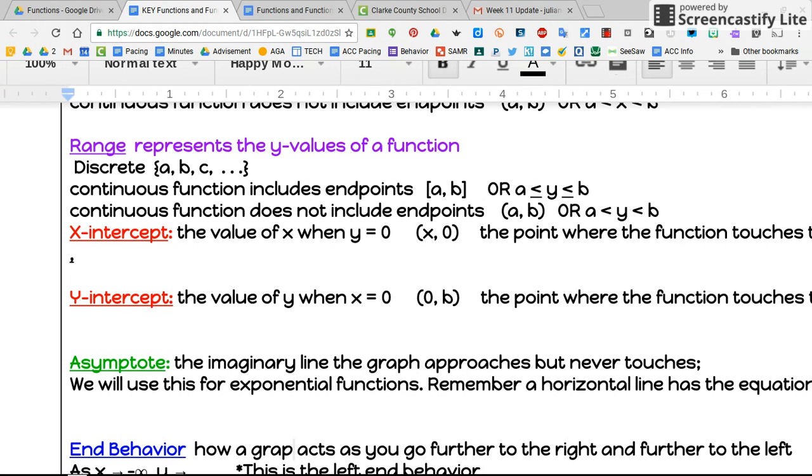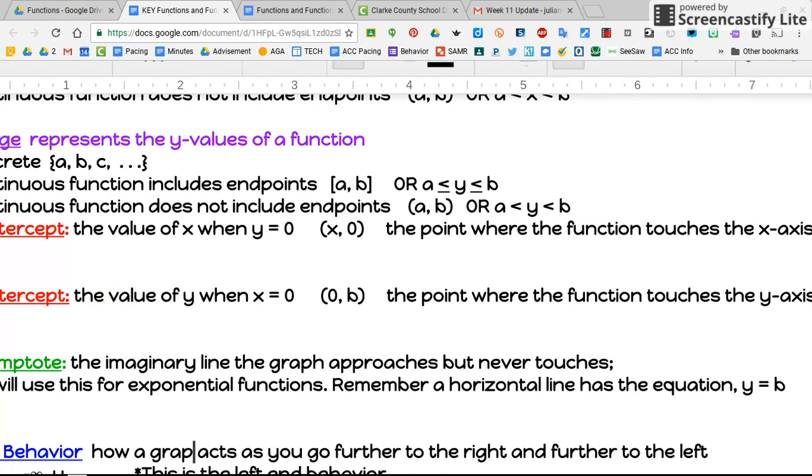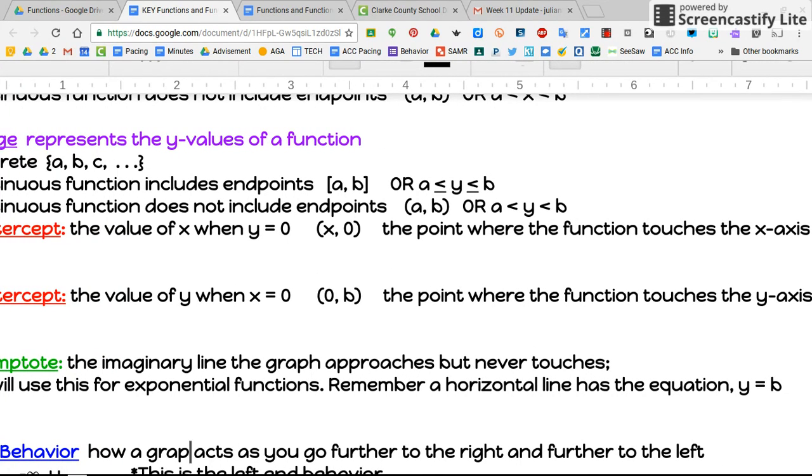The asymptote is the imaginary line that the graph approaches but never touches. We will only use this for exponential functions. We can use it for other functions, but we're not going to study those in coordinate algebra. Remember, a horizontal line has the equation y equals b.